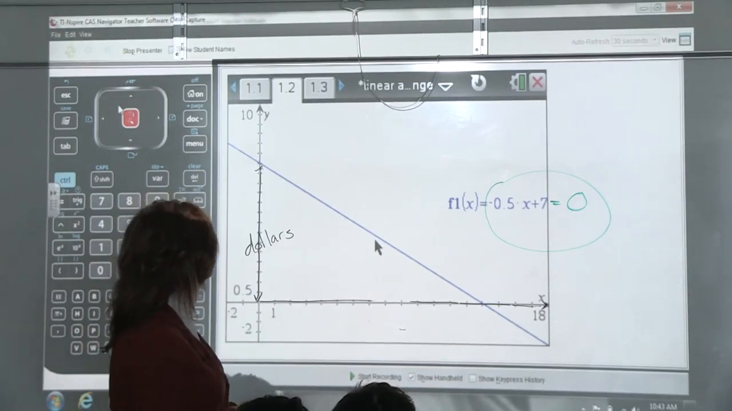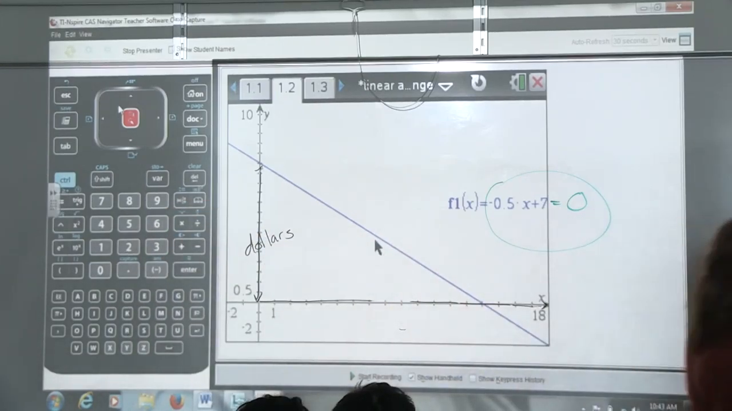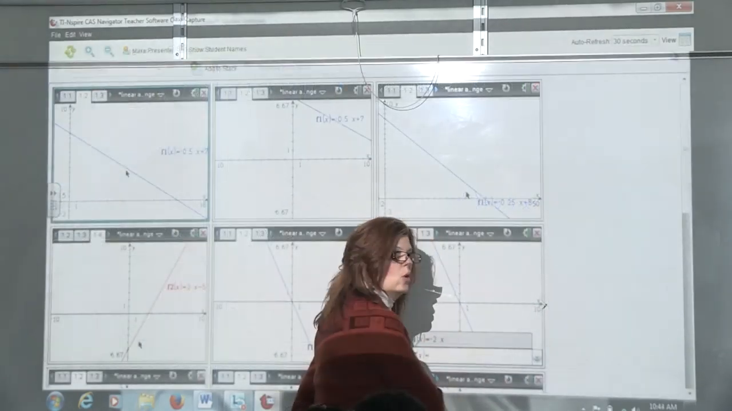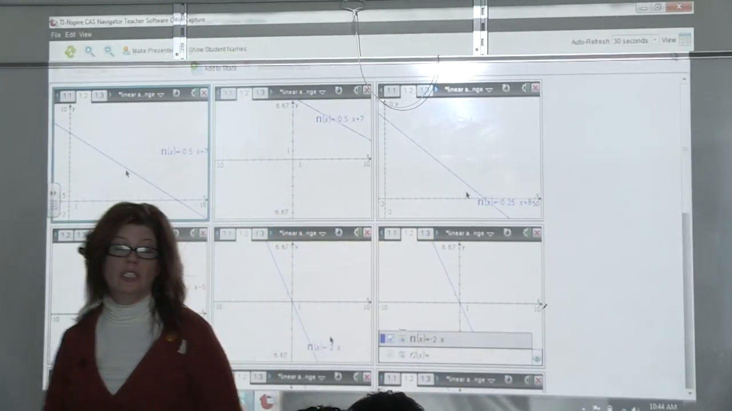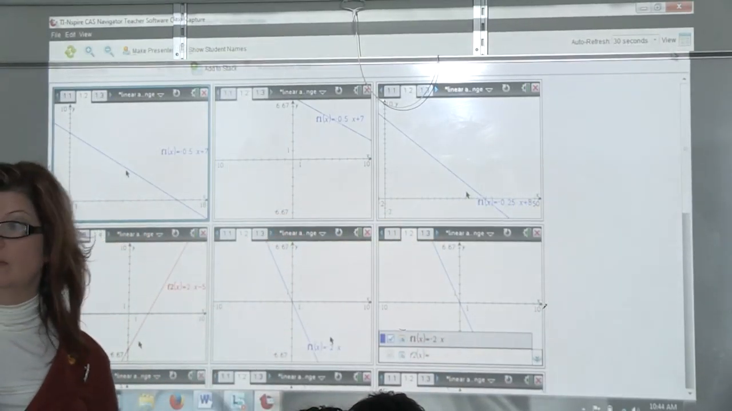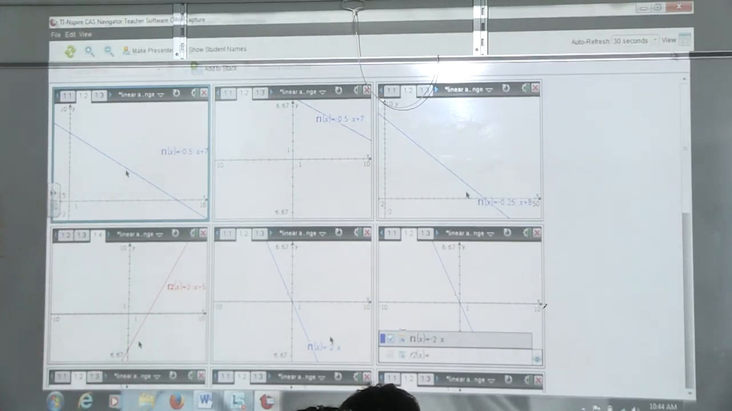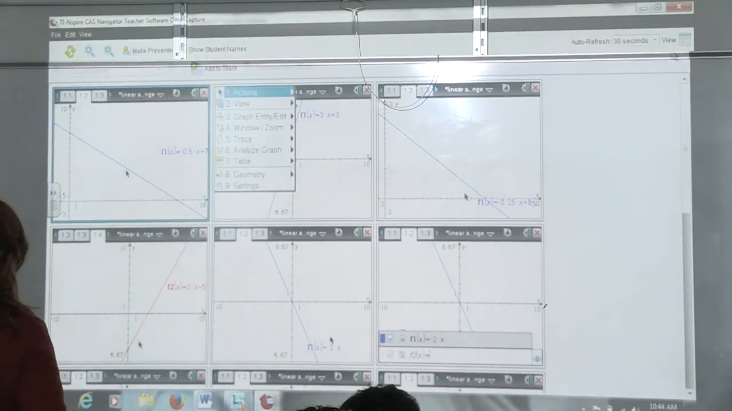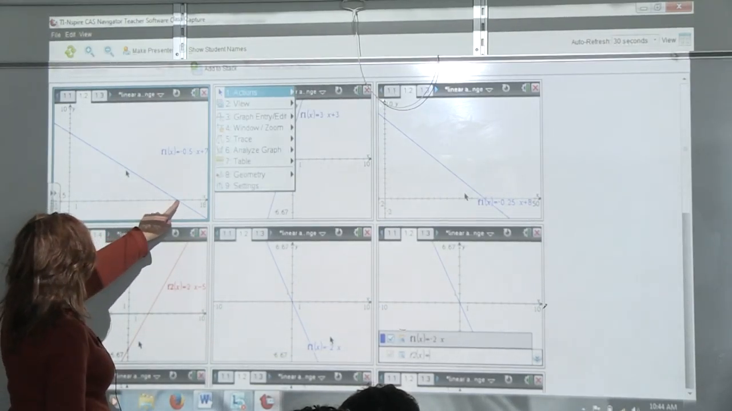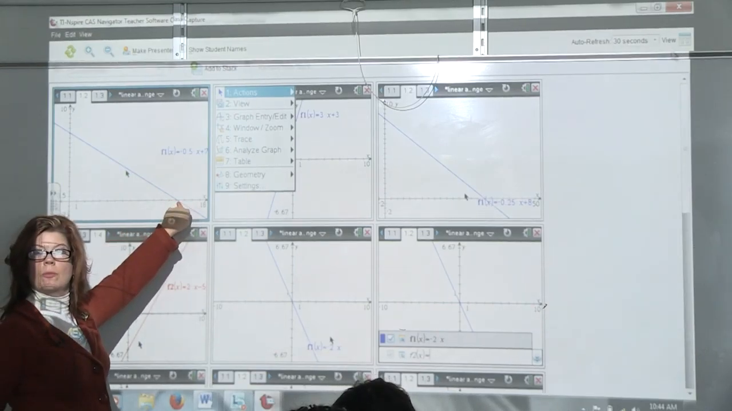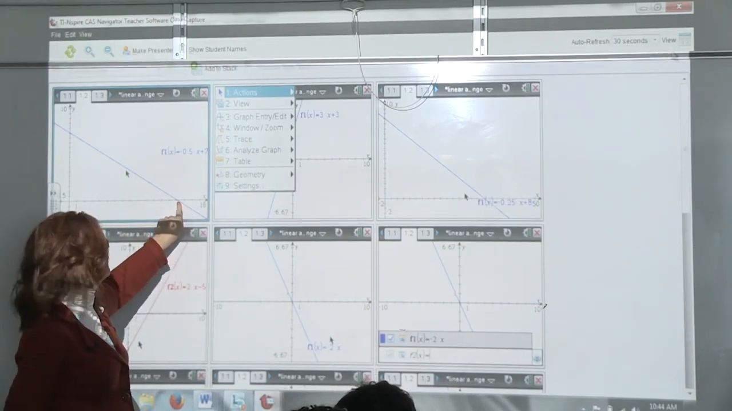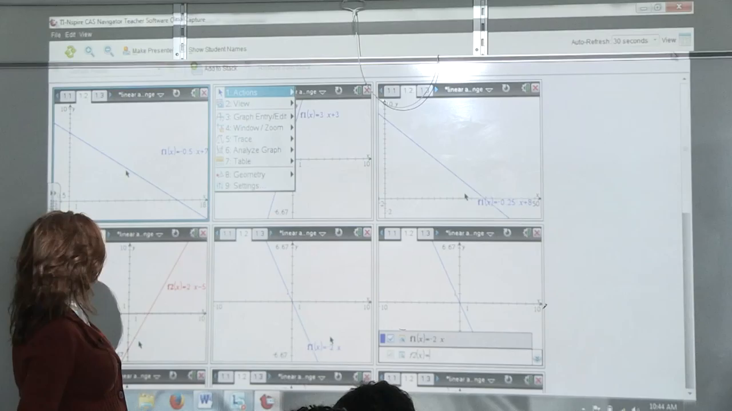Solve this equation for zero. When you use some algebra, did you confirm that this particular stock will be worth zero at 14 days? So we use that algebra to confirm what the graph says. Okay, let's look.